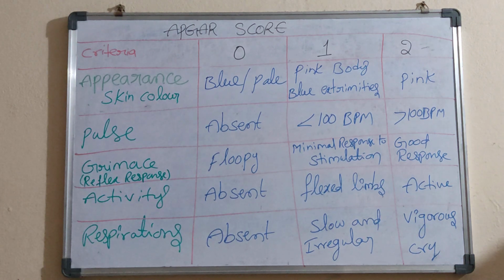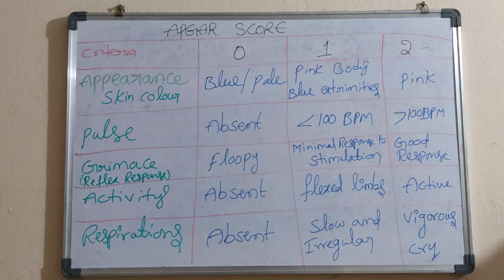Hi viewers, today in this lecture we are going to learn about the Apgar score. Apgar stands for appearance, pulse, grimace, activity and respiration of the baby. Dr. Virginia Apgar introduced this score. According to this protocol, every hospital needs to follow this criteria to check the Apgar score for newborn babies to identify the health status of the baby.